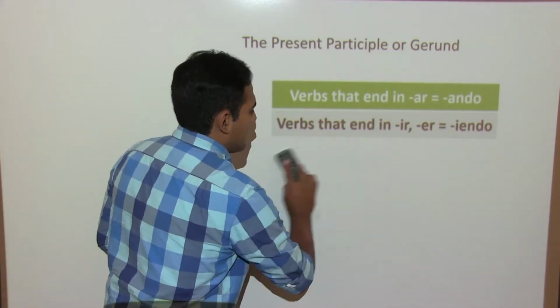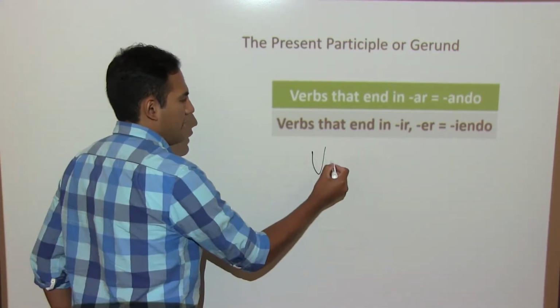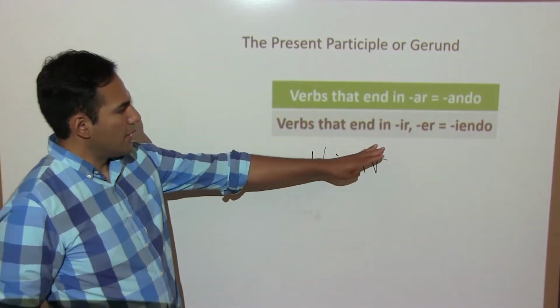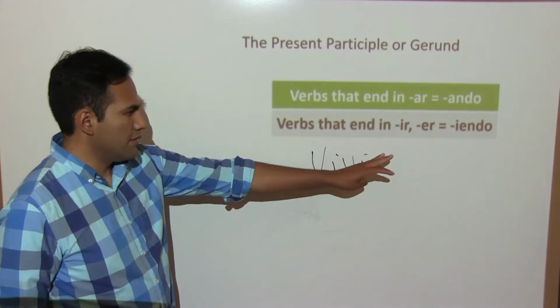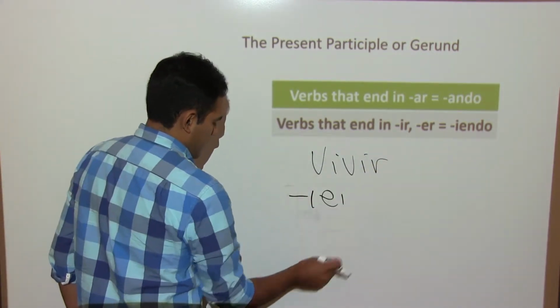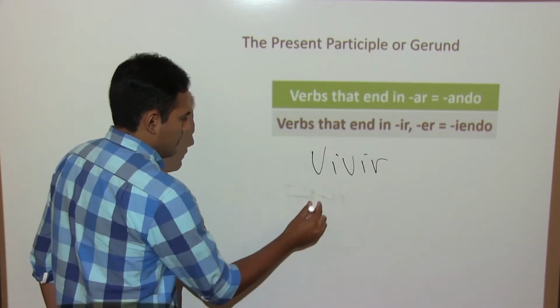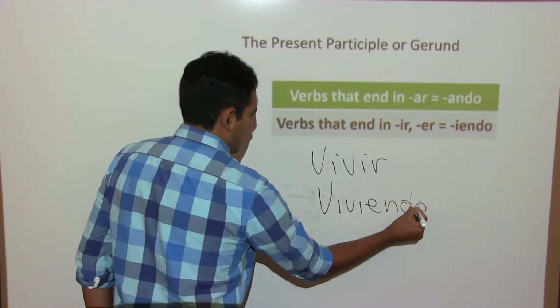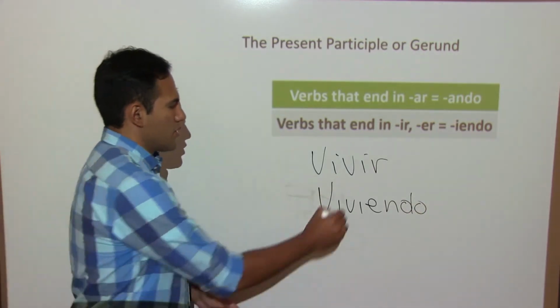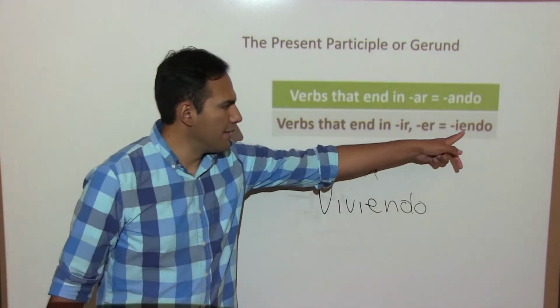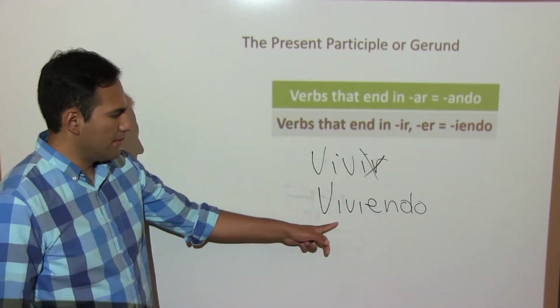Another example could be the verb vivir, which is to live. So it's an IR verb, so then we're going to add this ending. So again, we drop the ending IR and we add the gerund ending, viviendo.